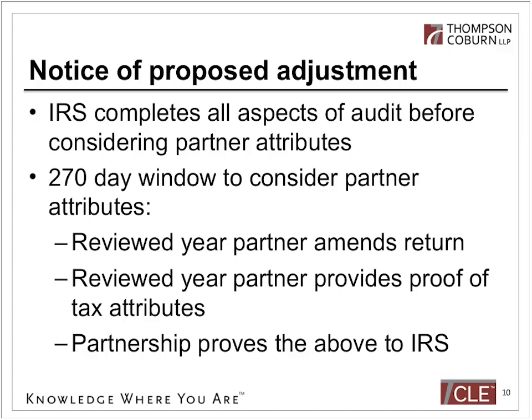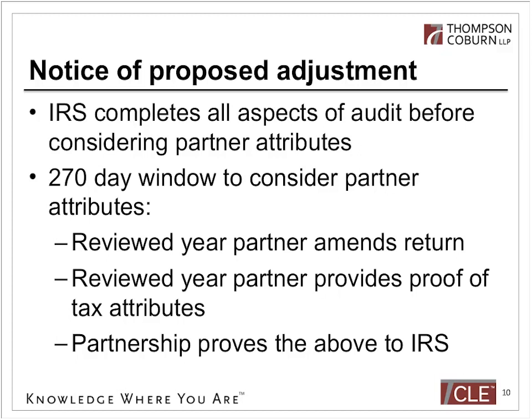Okay, another option would be the reviewed year partner might provide proof of the tax attributes. So suppose it's really complicated to amend that person's partnership return. Then maybe the partner might produce his return and say, here's an approach I would like to take. Here's how it should affect me generally. Let's just take that approach. That approach will do rough justice, and it won't cause me to amend my return.